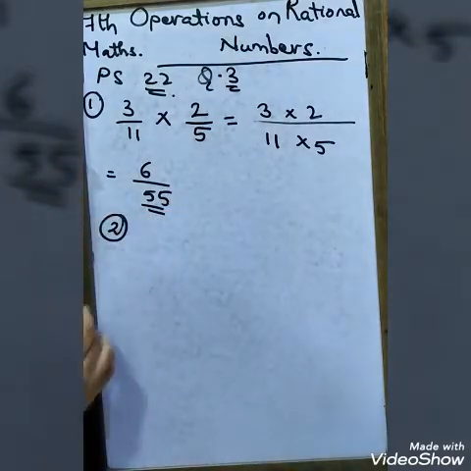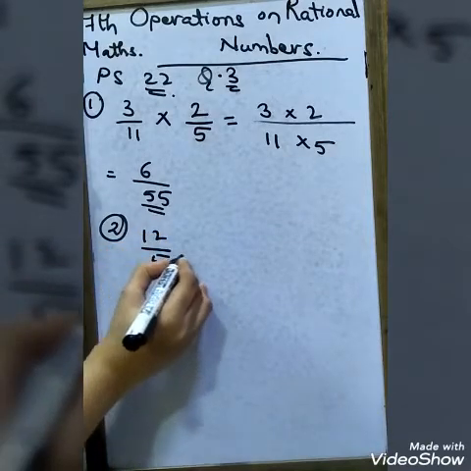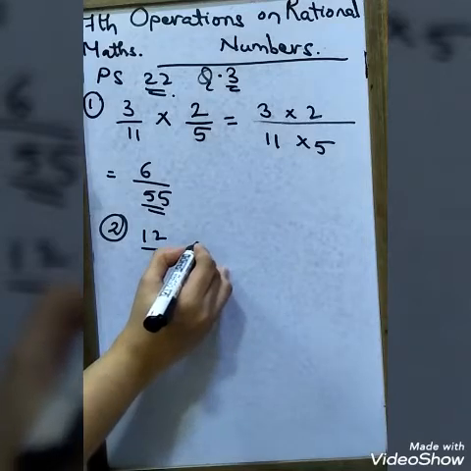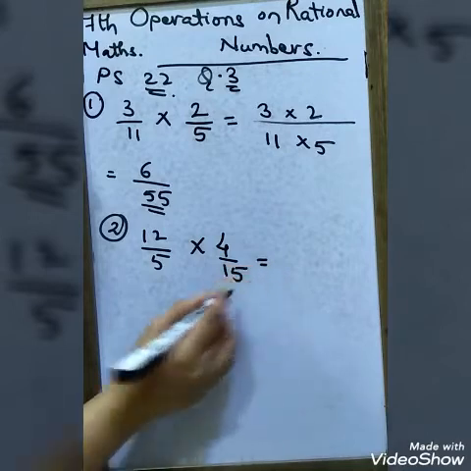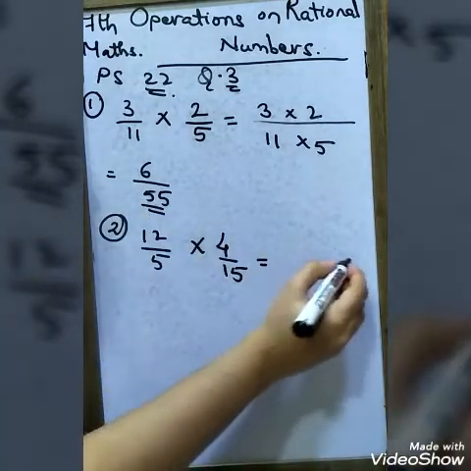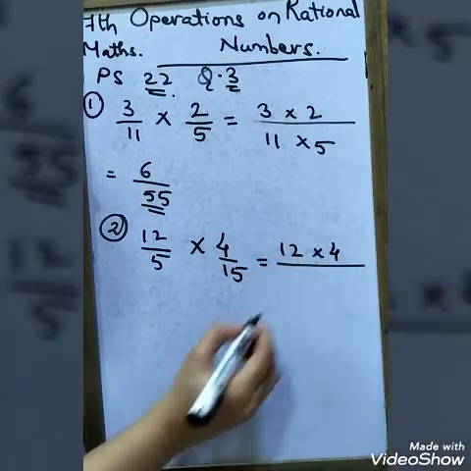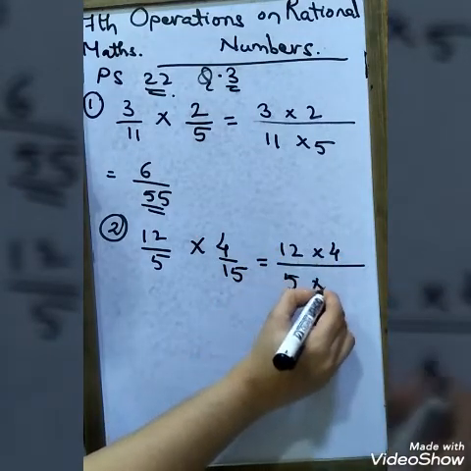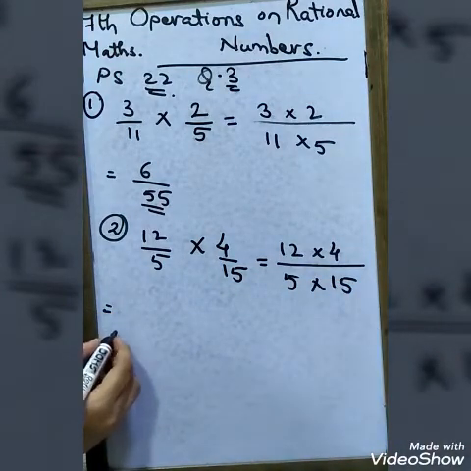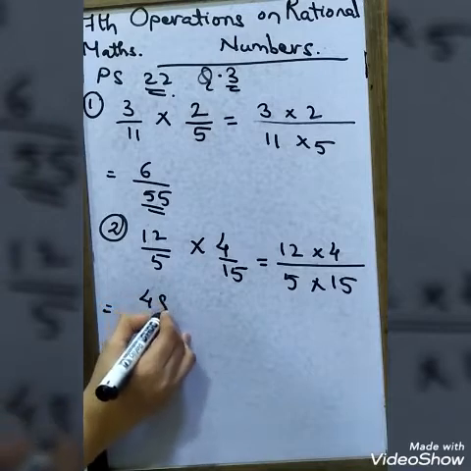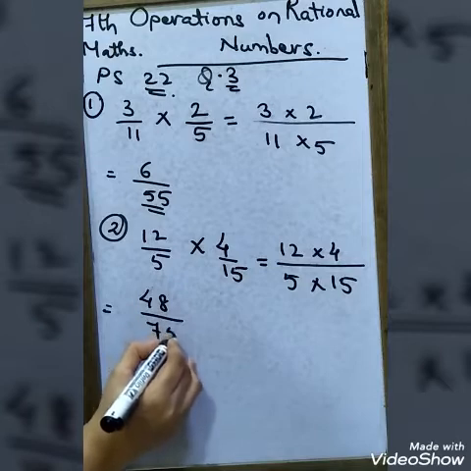Question number 2 we are solving. 12 upon 5 into 4 upon 15. Similar way, what we are doing, numerators we are multiplying first. So 12 into 4 upon 5 into 15. So the answer is 12 4s are 48 upon 15 5s are 75.